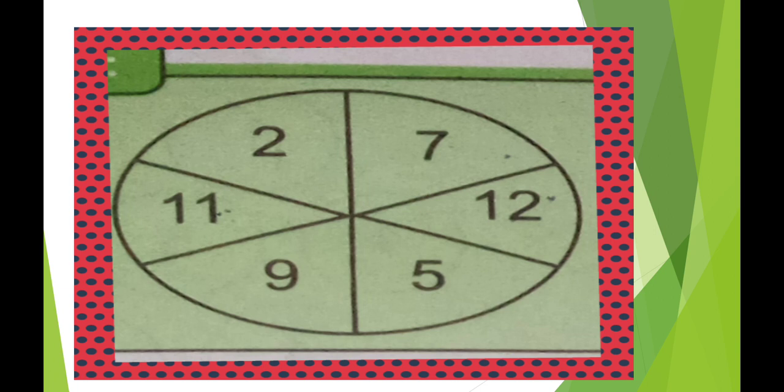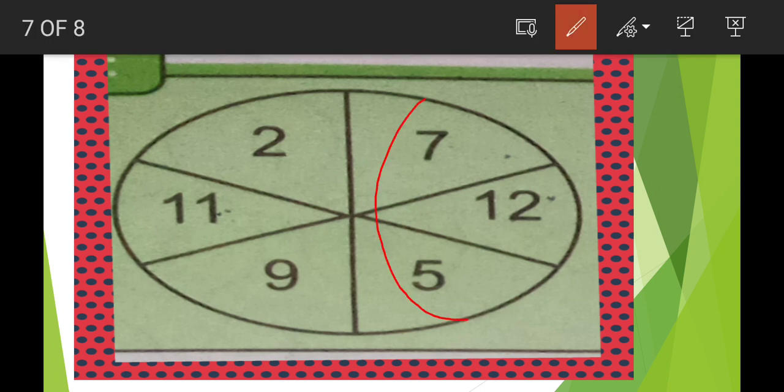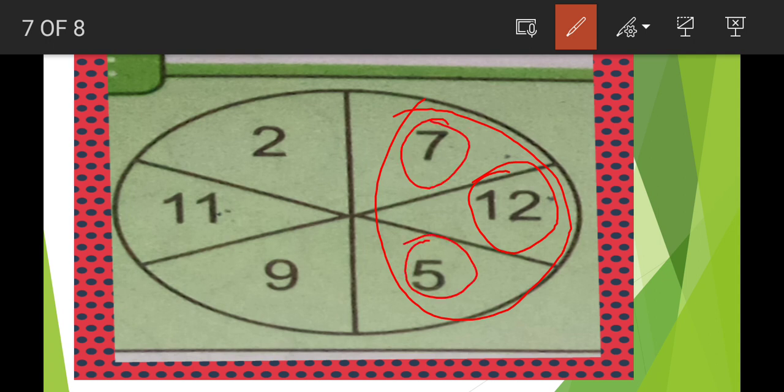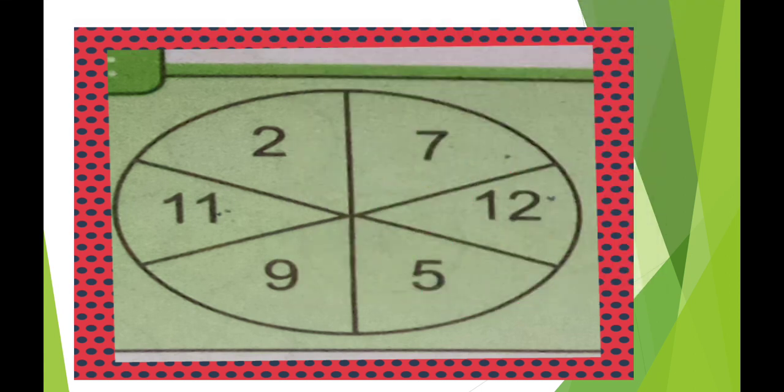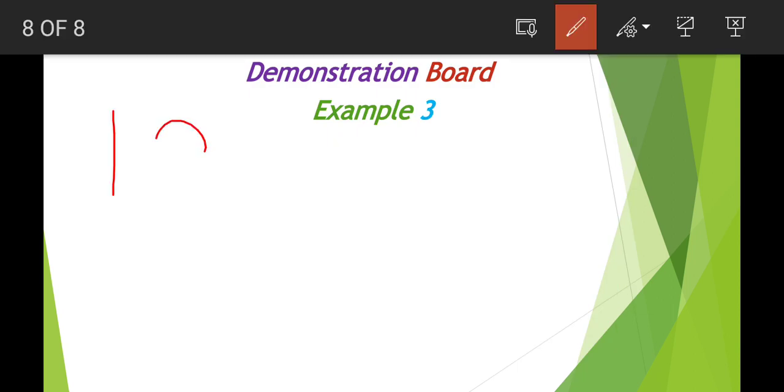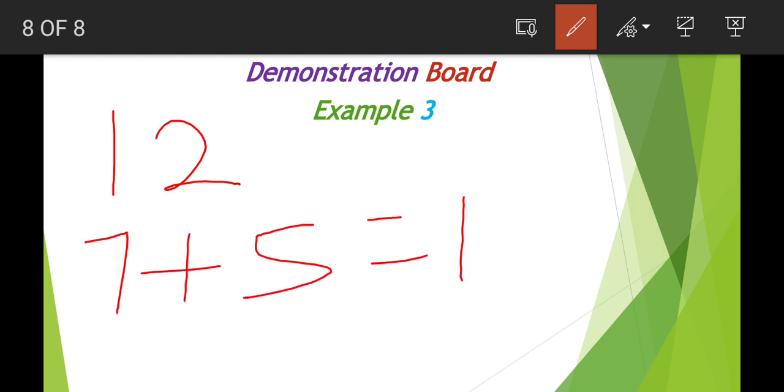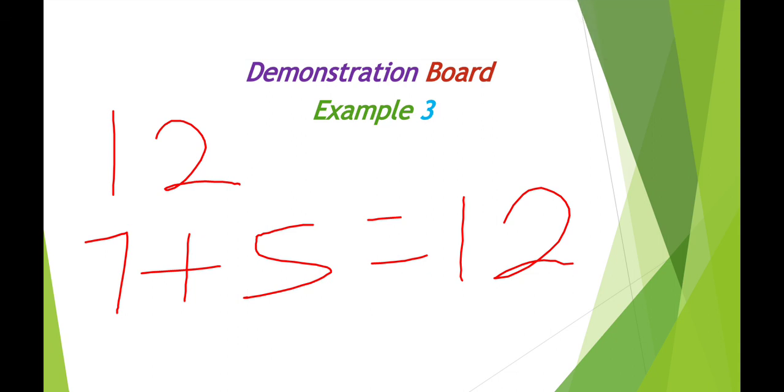The same applies to the numbers on this right hand side. Now, assuming 12 was not given to us, what do we do? We easily say 7 plus 5, and 7 plus 5 gives us 12. Let's proceed to our demonstration board. Assuming 12 was not given, we simply say 7 plus 5 is equal to 12. That's how the 12 was gotten.